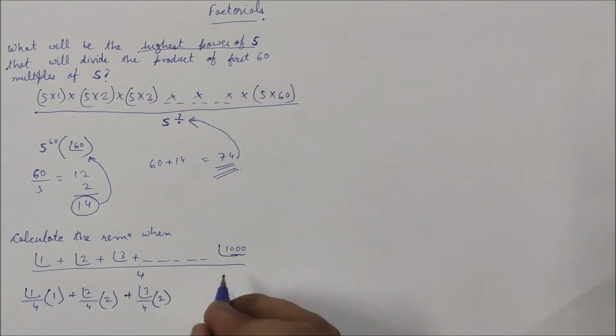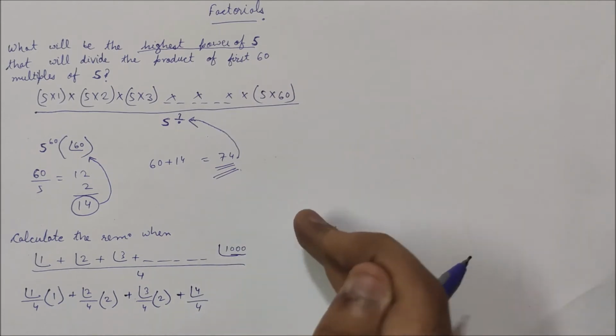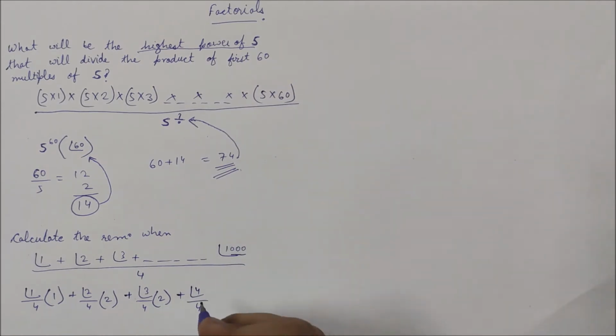Now let's move on to the next part. It's factorial 4 by 4. Factorial 4 is 24. 1 into 2 into 3 into 4, 24, right? And 24 is a multiple of 4, okay? So that means the remainder in this case is 0.